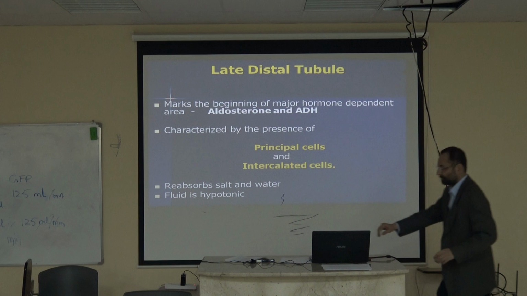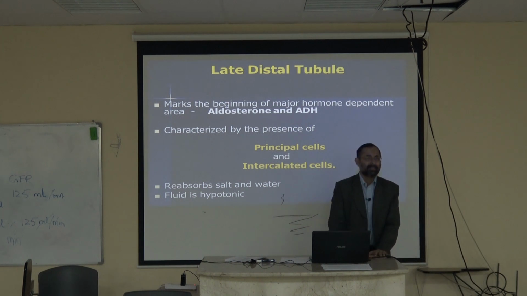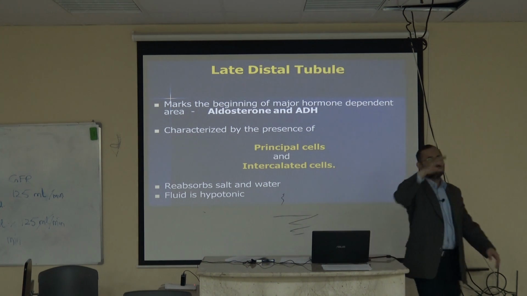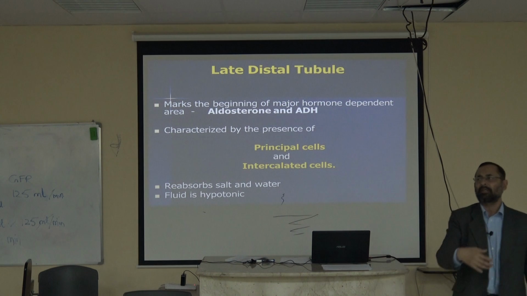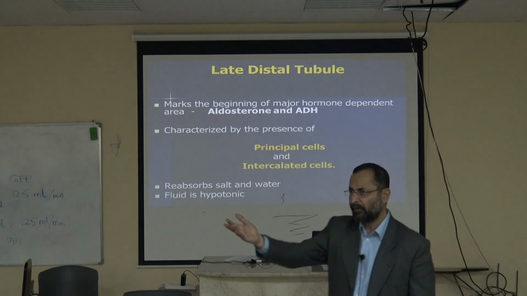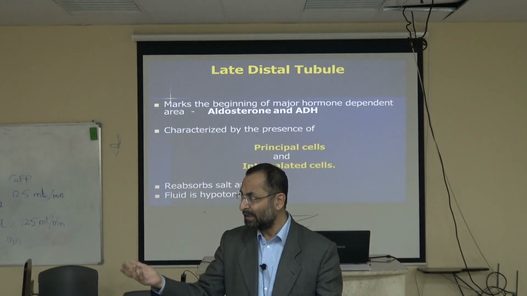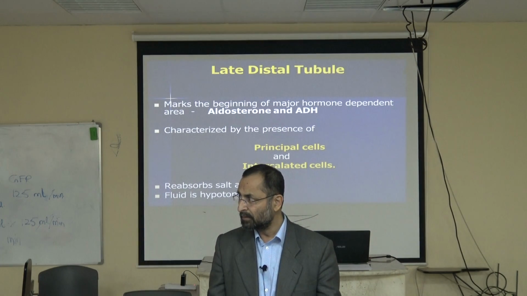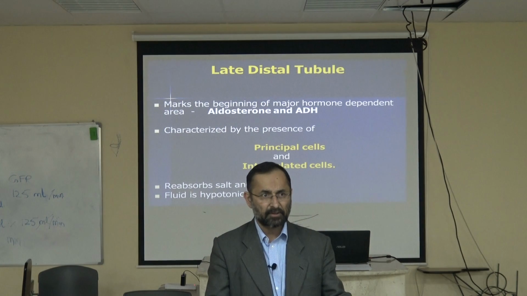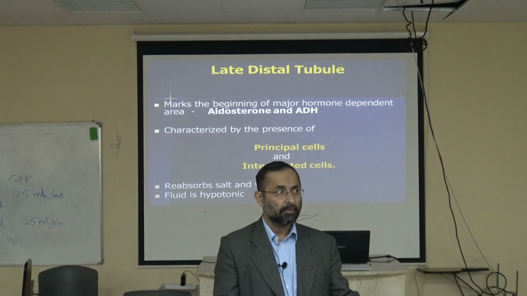Alright? Okay. Look at the late distal tubules. Two special types of cells are present. One is the regular cells called the principal cells. I don't know if you have done it in histology or not. The principal cells and intercalated cells, have you done it? Histology. You're not finished with histology? Are you done?